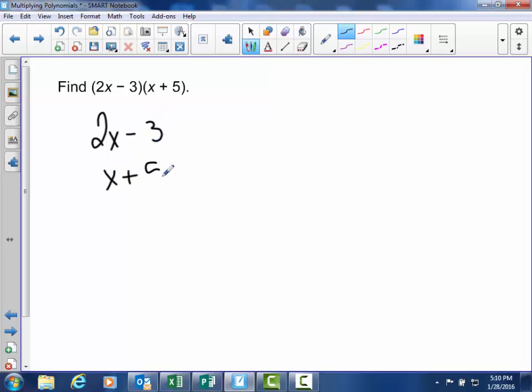And this is probably my least favorite way of doing it, but since some of you like vertical, I'm going to go ahead and show you how this one would work. So we multiply 5 times 3, and it's a negative 3, so that's going to be minus 15. Then we multiply 5 times 2x, and we get 10x.